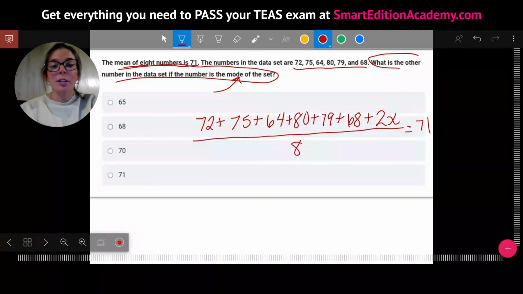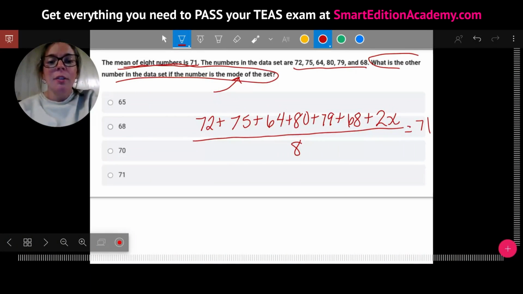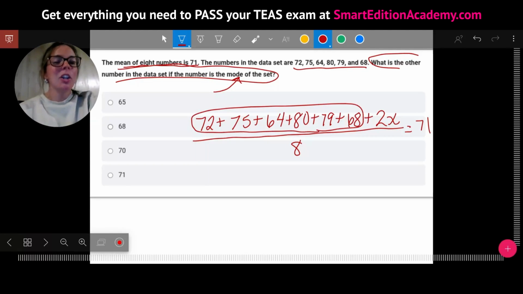Now, let's try to solve this equation. First thing I might want to do is just use my calculator, add all these up. It's going to make it look a whole lot simpler. I'll give you a moment to try, because practicing with your calculator is certainly important. Try to add all those up. Let's see what we get.